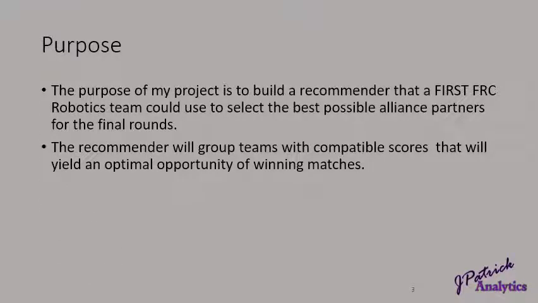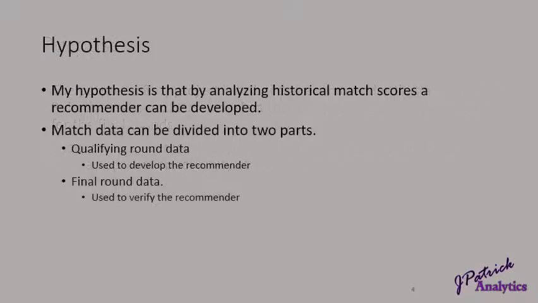The purpose of this project was to build an objective recommender that will assist a FIRST Robotics competition team in selecting alliance partners for the final rounds. The output of the recommender will be a list of possible pairings that the team could employ. I believe that if we analyze past match scores, an objective recommender can be developed.